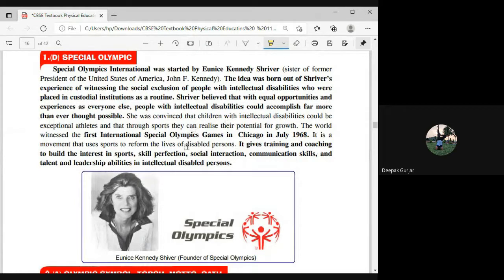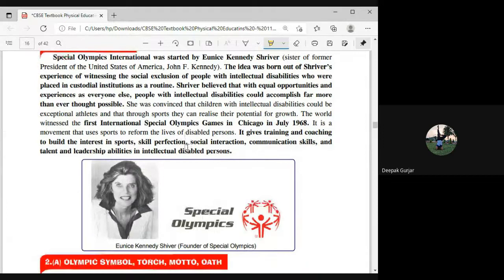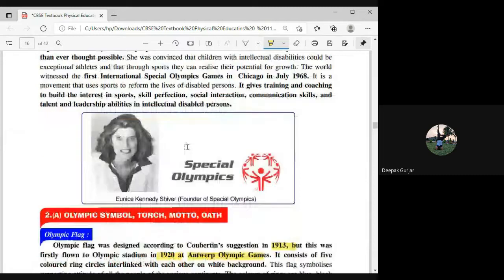The Special Olympics was first organized in Chicago in July 1986, right? Not only playing games, but they are trained and provided with coaching, interest building, sports skill perfection, social interaction, communication skills, talent, and leadership abilities. Giving intellectually disabled persons a little training, right? All these things are going on there.